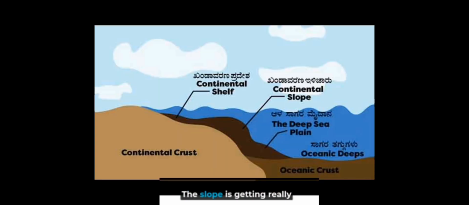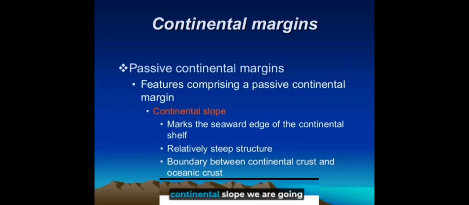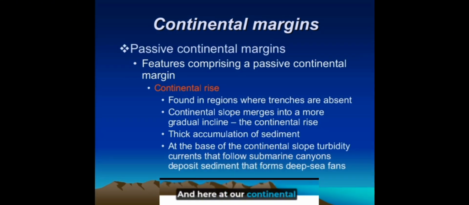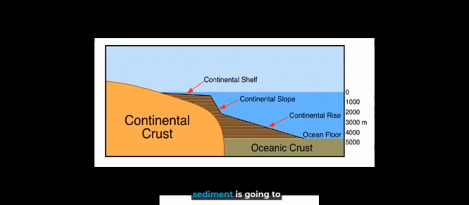Here, the slope is getting really steep as it transitions from the thick, buoyant crust of continent and that really thin, dense oceanic crust. But at the bottom of our continental slope, we're going to get into a slightly more gentle gradient of our continental rise. It is not as flat or gentle as our shelf is, but it is nowhere near as steep as our slope.